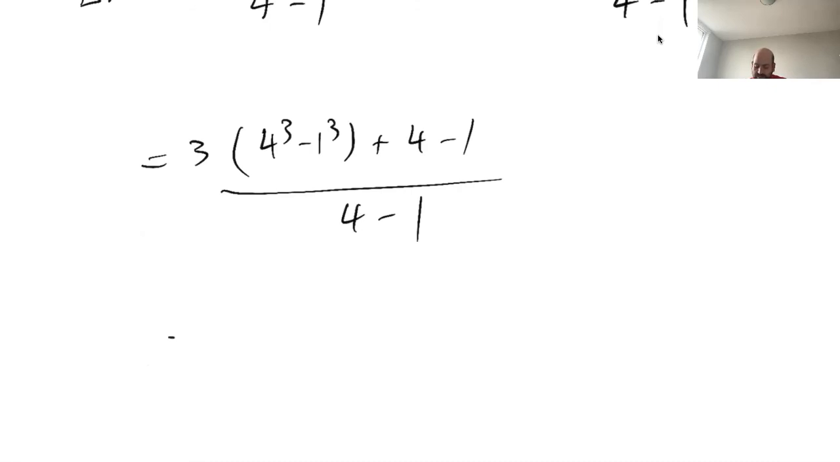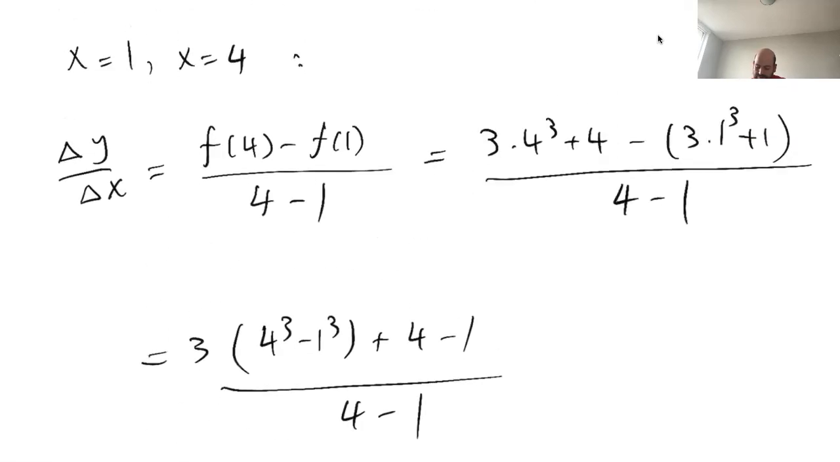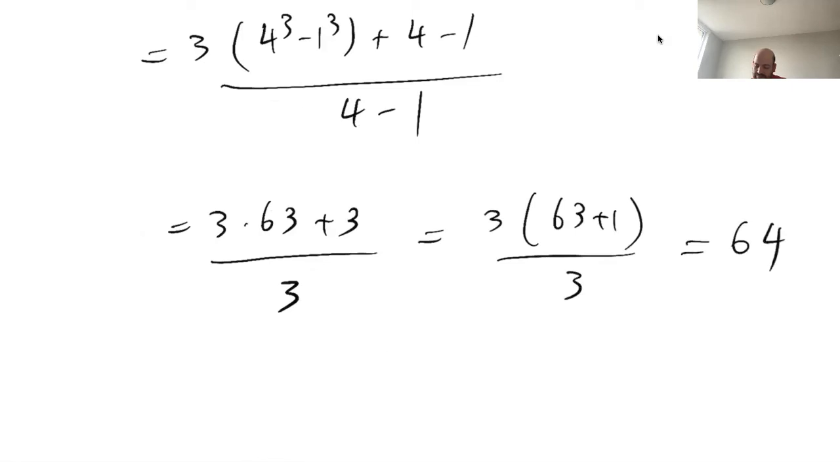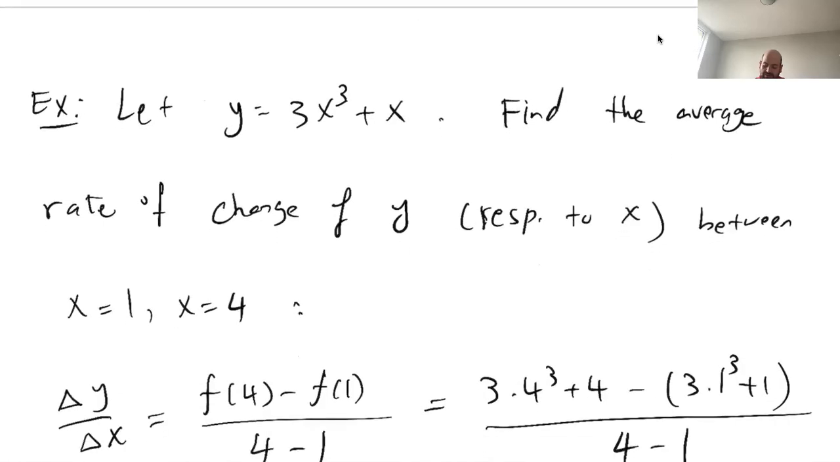63. So 3 times 63 plus 3 divided by 3. So then I can say 3 times 63 plus 1 divided by 3. The answer is 64. So this is the average rate of change between x equals 1 and x equals 4.